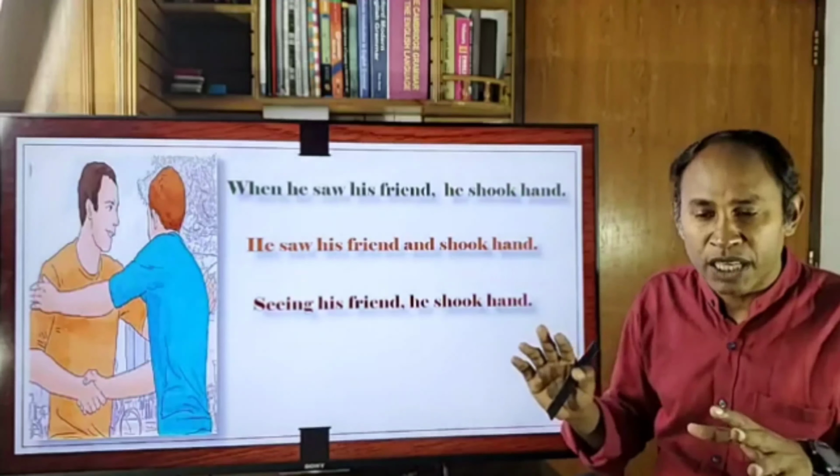Okay. But if you look, the structures are completely different. Because in this sentence, we see when. But in this sentence, we don't have any when. In this sentence, we have and. But in this sentence, we don't have any conjunction at all. That means structures are different, but meanings are the same. So, whenever we form one sentence into another without changing meaning, this is called transformation of sentence. This is called transformation of sentence.